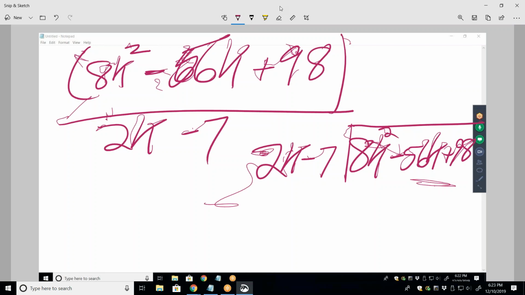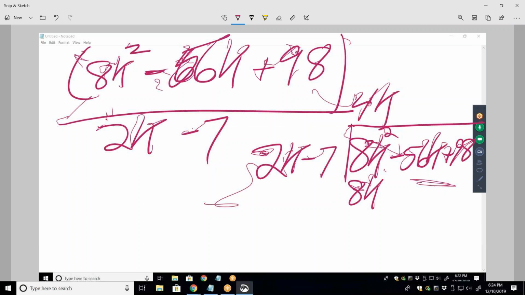Start off always by dividing 2k into 8k squared. That's 4k squared. No, just 4k. Remember, you're subtracting the exponents. 2 minus 1 is 1. Okay, now multiply 4k times both terms.